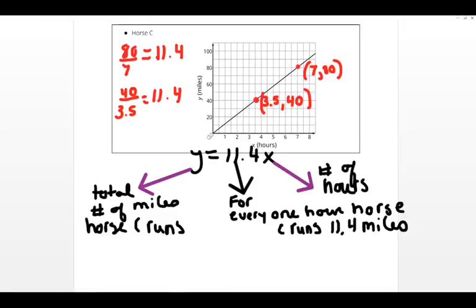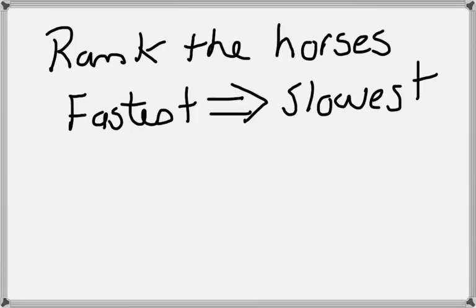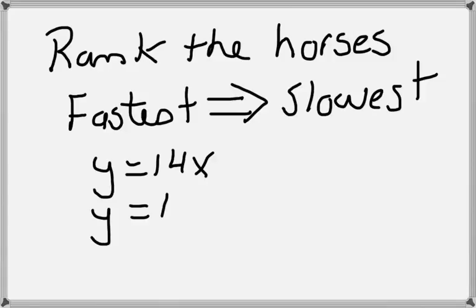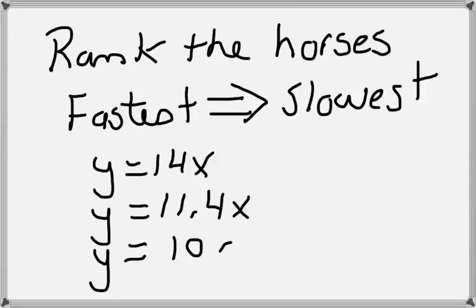Now the question's asking me to rank the horses from fastest to slowest. So the one that was going fastest was y equals 14x. And then the next fastest one was y equals 11.4x. And then the least fast one, or the slowest, was y equals 10x.